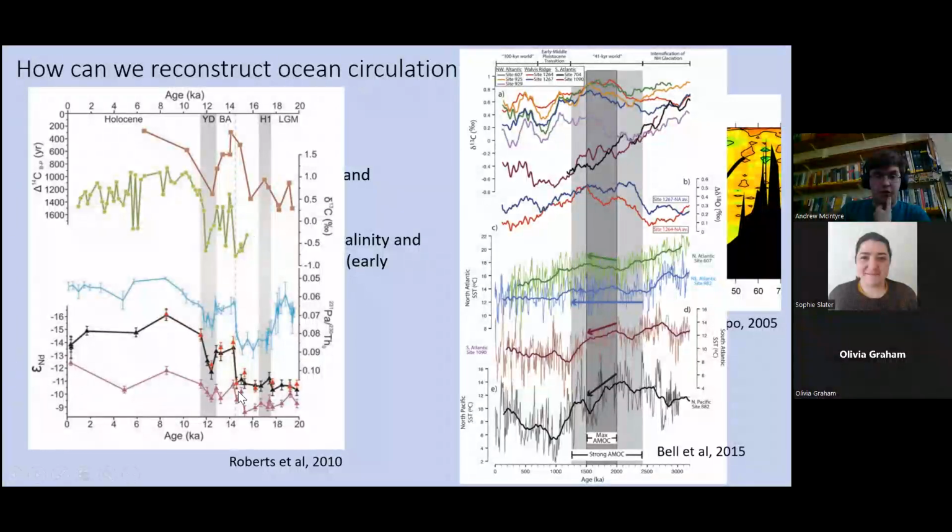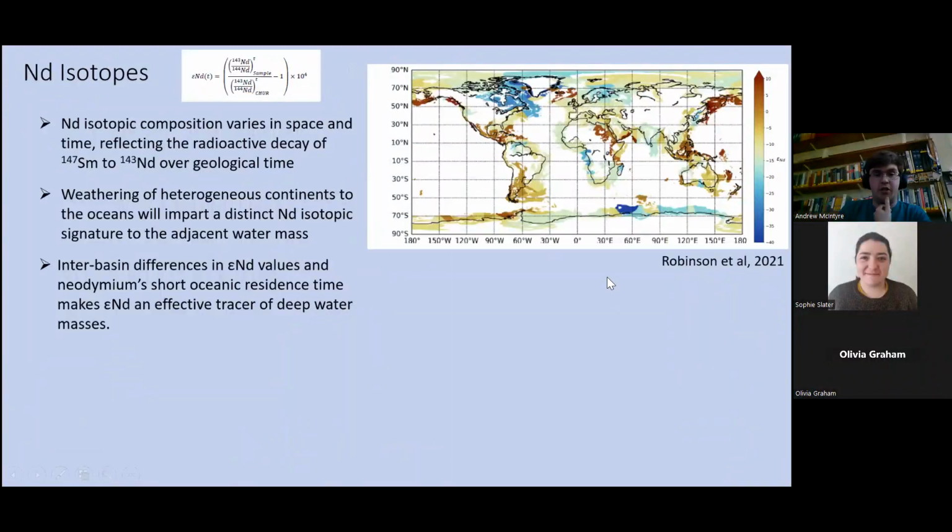And the last one here at the bottom is neodymium isotopes, which is one of my favorite systems, which we use in the Paleogene. I'm going to give a brief introduction to the neodymium isotope system and how we use that in the geological past. So neodymium isotopic compositions vary in space and time because of the radioactive decay of 147 samarium to 143 neodymium. If you look at this figure on the top here, very old cratonic rocks from the Canadian Shield have a very different isotopic signature to, say, younger volcanic rocks that bound the Pacific Ocean.